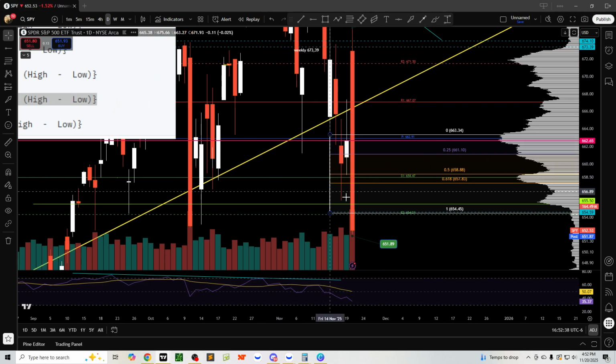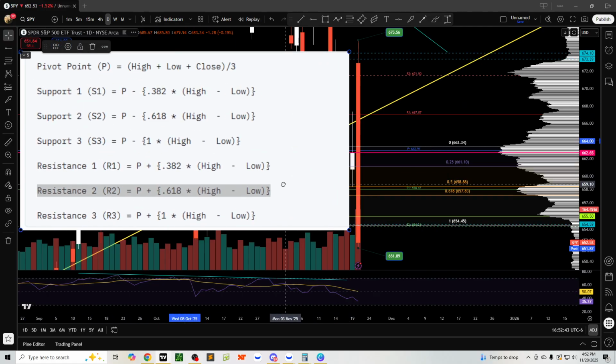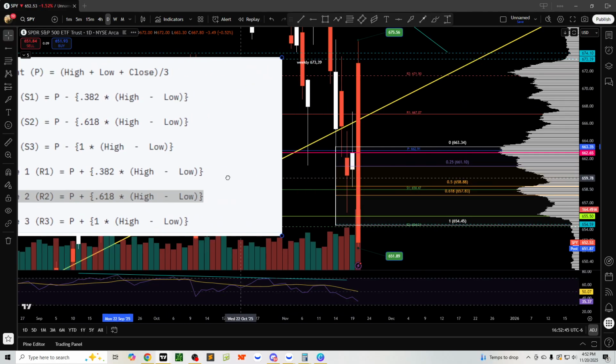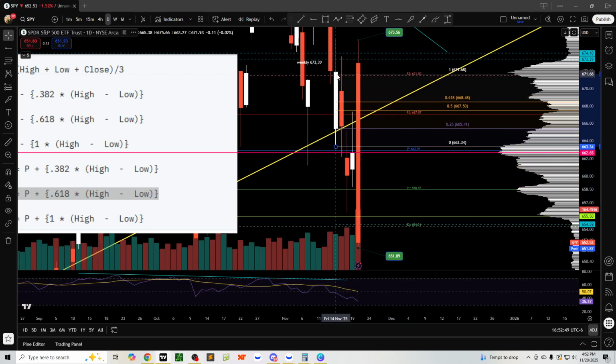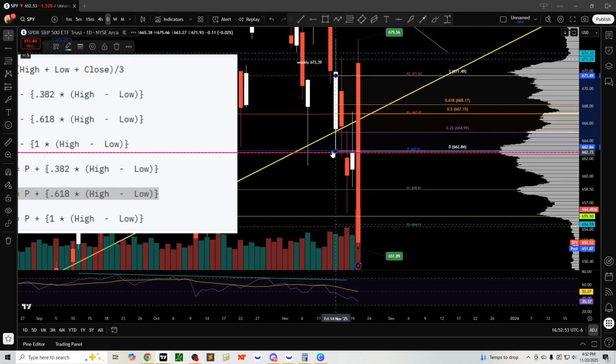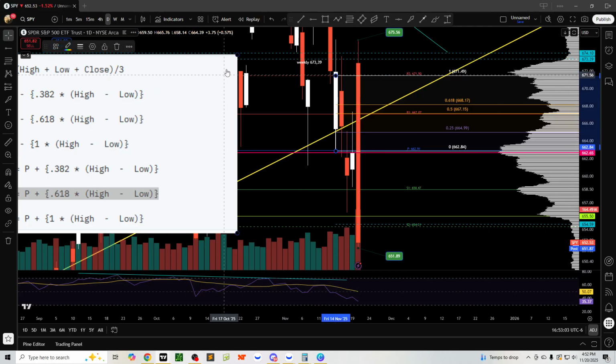But that is your 618, and then the 618 resistance is going to be opposite from your R2 down to your pivot point, and it's going to be the 668.17. So the 618s matter in the resistance to the pivot and then the support to the pivot. You can add lines on that too.